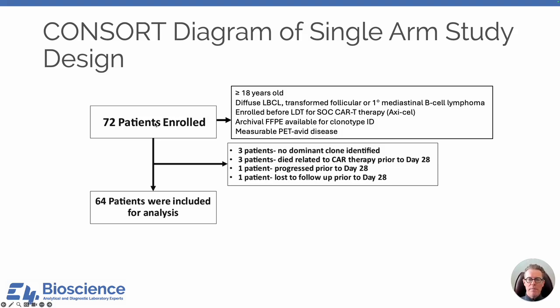Of those 72 patients, you can see that 8 of them were excluded. 3 of them had no dominant clone. I'll talk about that in just a second. 3 died before day 28 related to CAR therapy. 1 patient progressed before day 28. Remember, there was a time requirement in here. And then 1 patient was lost to follow-up before day 28, leaving 64 patients for final analysis.